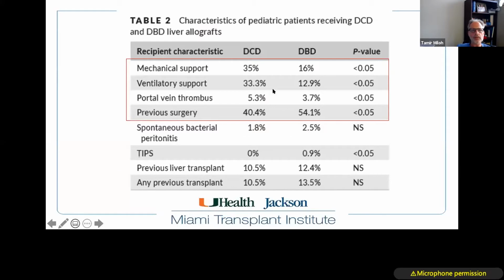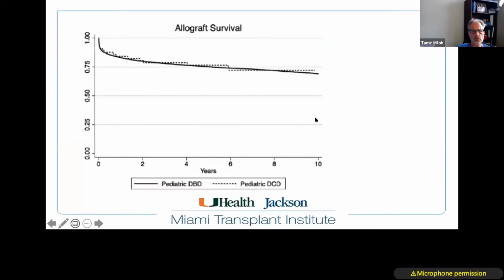And if you compare the recipients, you can see that the kids, again, were sicker. More DCDs were on mechanical support, ventilatory support, had portal vein thrombosis pre-transplant, and fewer previous surgeries.